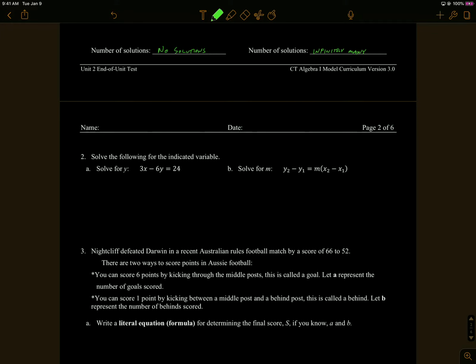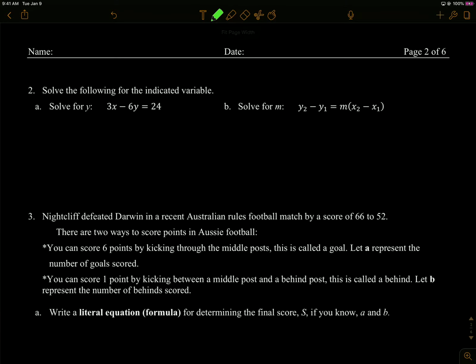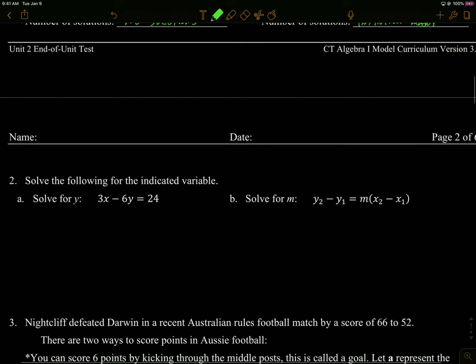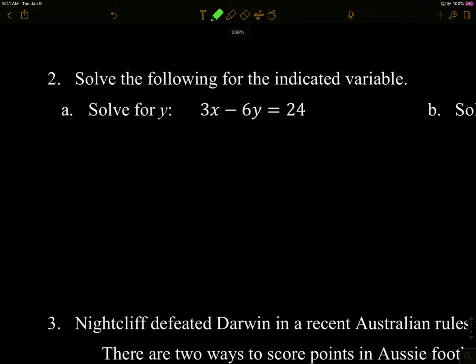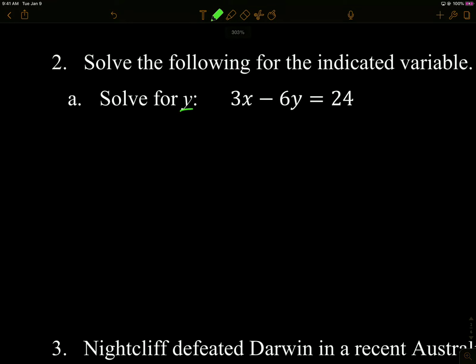Okay, the next topic is looking at solving literal equations. So what that means is we're solving for a variable, and there might be other variables in the equation. So on this first one, we need to solve for y. So that means we're treating x as if it were another constant. So we want to get y by itself.